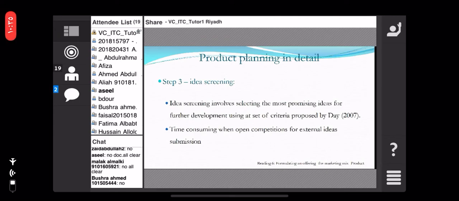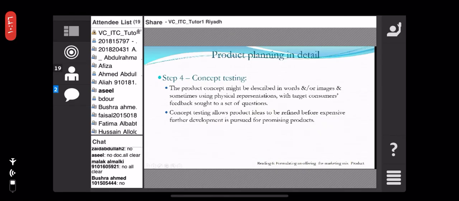step 3 is idea screening. So looking at whatever ideas you have, you will review your ideas. This is basically idea screening. Idea screening involves selecting the most promising ideas for further development using a set of criteria proposed by Day 2007. Time consuming, competition, open competition for external ideas submission. So these are the idea screening.